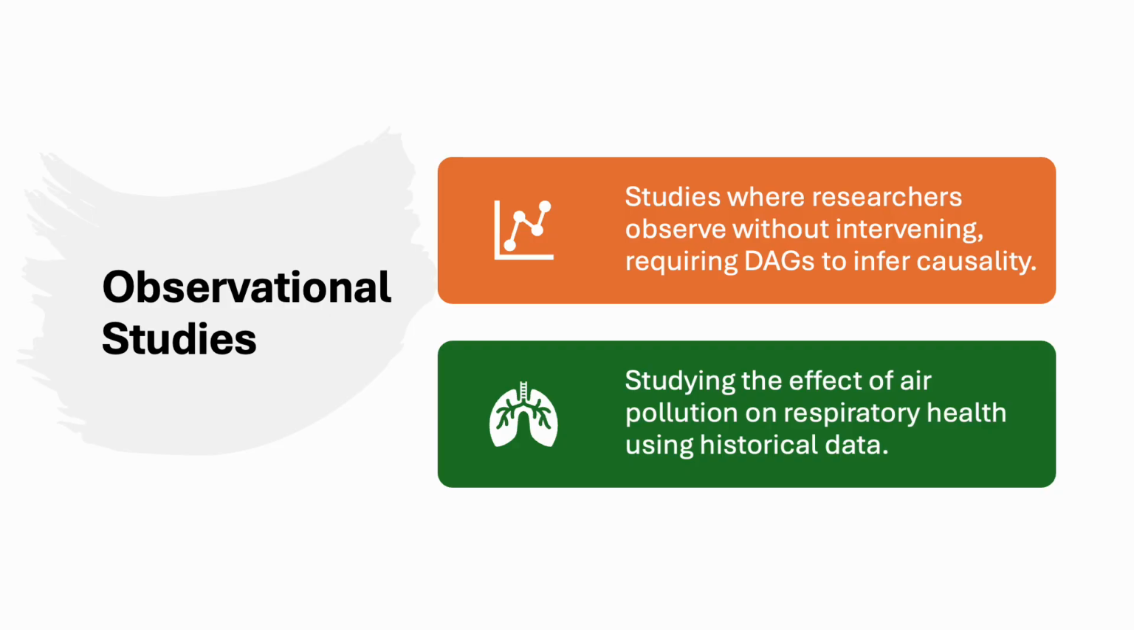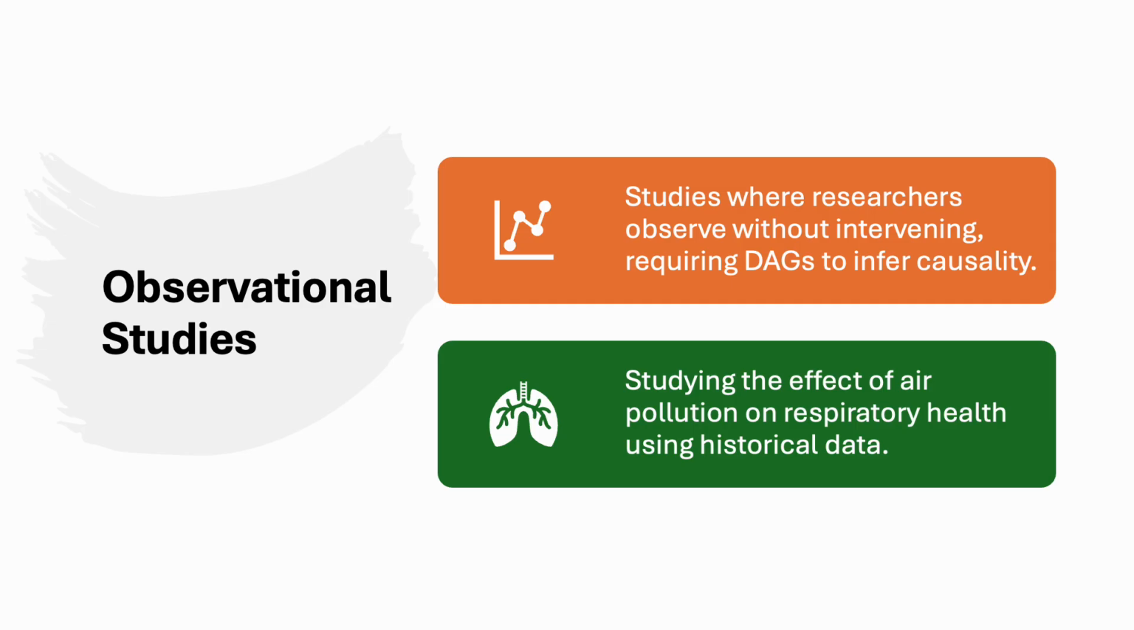In observational studies, researchers don't intervene, they simply observe and analyze existing data. For example, studying the effects of air pollution on respiratory health using historical records. Unlike RCTs, observational studies can't randomly assign treatments, so researchers rely on methods like DAGs to infer causality, while observational studies are less controlled than RCTs.